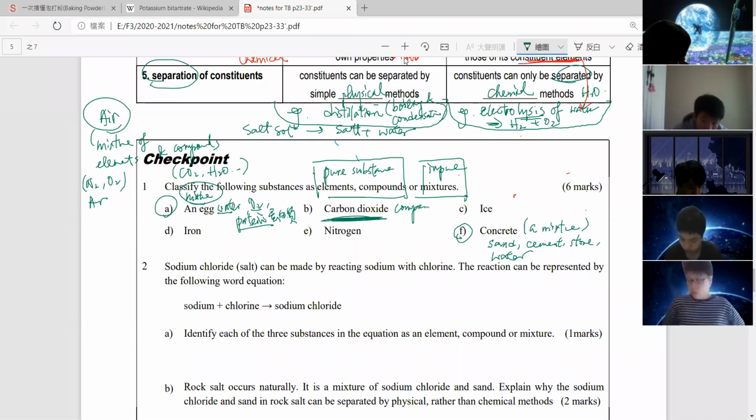Why? Because if you have a bottle of carbon dioxide, you can only see such, right? If you can really manage to look at the particle viewpoint, you may see one solid sphere together with two others, and in a bottle, we have so many.